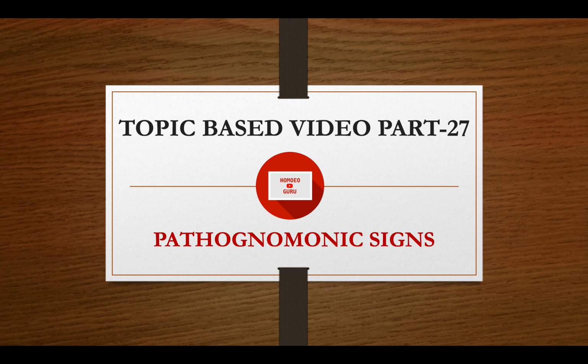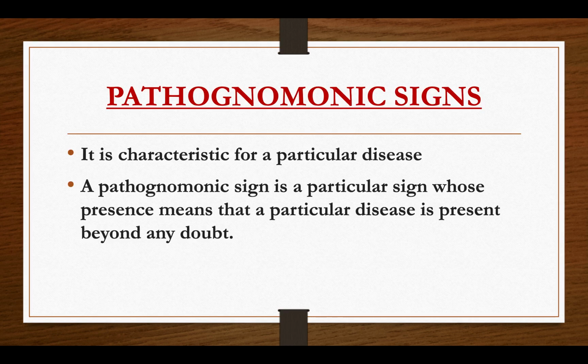Topic based video part 27. Pathognomonic signs. Pathognomonic signs are characteristic for a particular disease. A pathognomonic sign is a particular sign whose presence indicates that a particular disease is present beyond any doubt.